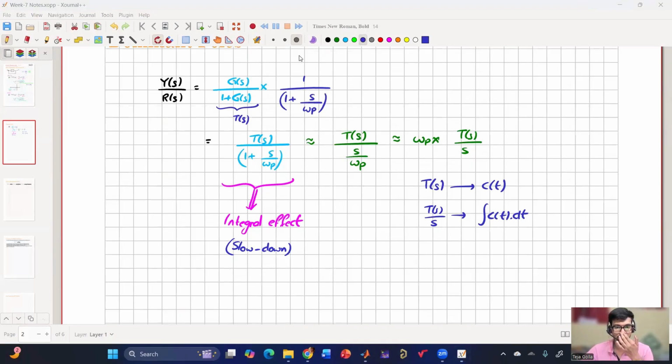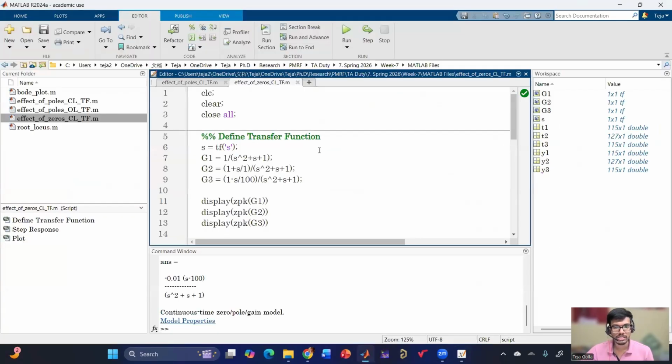Okay. So this is the code for the effect of zeros on the closed loop transfer function. CL means closed loop, TF means transfer function. Now let us see the effect of the poles on the closed loop transfer function. To start with, I'll consider two LHP poles, because an RHP pole is unstable. So we are considering only LHP poles as of now. I'll consider one at 1, the other one at 10.